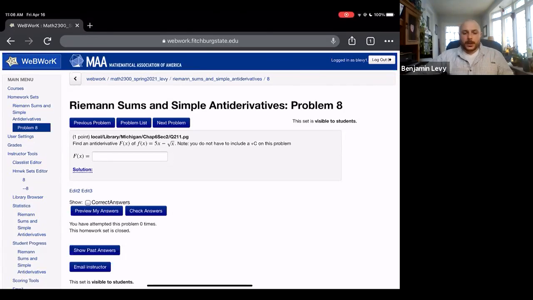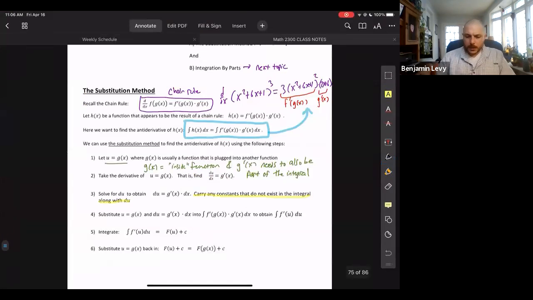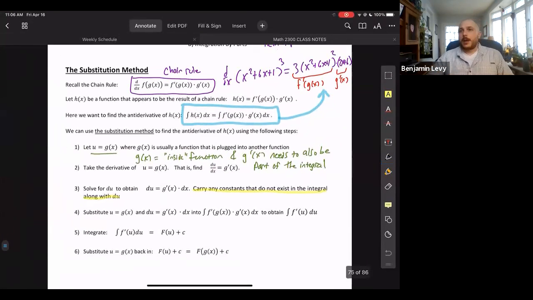So we were in the middle talking about substitution. Let me switch back over to the notes here. Right, we were trying to undo the chain rule, if you remember. And this is the last topic that's on the test next week. And so it's something we want to know how to do.